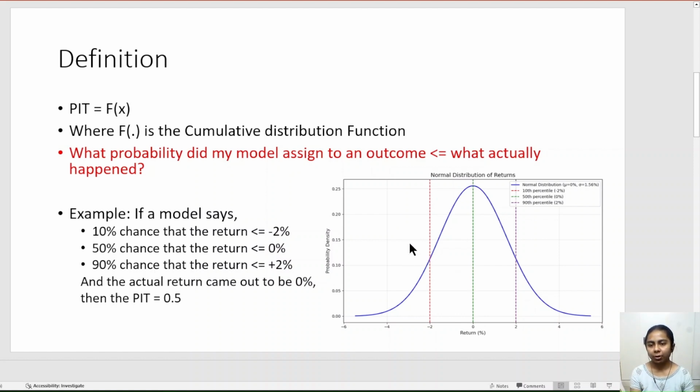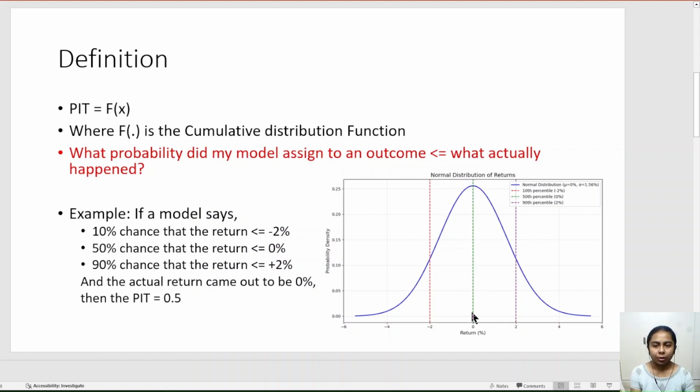For example, if a model says that there is a 10% chance that the return is less than minus 2%, that is a loss of 2%, or if the return is less than 0%, that is there might definitely be a loss, that is 50%, and there is a 90% chance that the return is less than 2%. And this is a model prediction. But actually, the return turned out to be 0%. So it essentially maps at the point of the 50th percentile in the model.